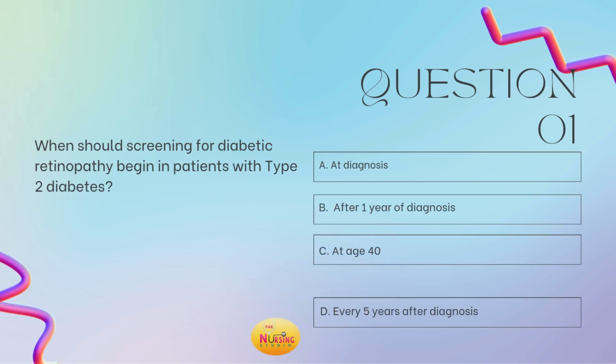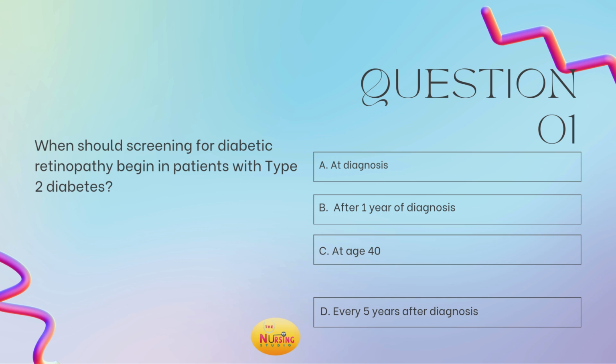Question number one states, when should screening for diabetic retinopathy begin in patients with type 2 diabetes? Is it A, at diagnosis, B, after 1 year of diagnosis, C, at age 40, or D, every 5 years after diagnosis? Take a moment to tell me what you got in the comments, you guys.